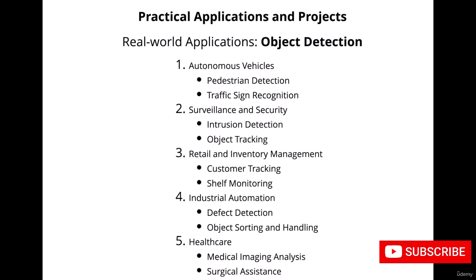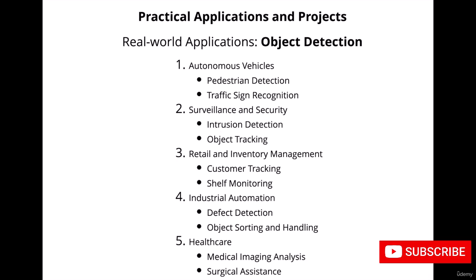Let's dive deeper into some real-world applications of object detection with a focus on different industries, starting with first, autonomous vehicles. Pedestrian detection. Object detection is crucial for detecting pedestrians, cyclists, and other vehicles in the vicinity of autonomous vehicles. It helps in identifying potential obstacles and avoiding collisions, ensuring the safety of passengers and pedestrians on the road.